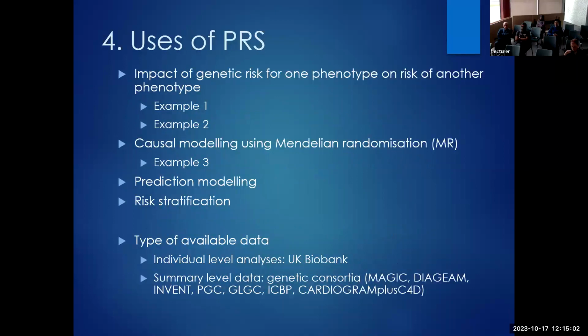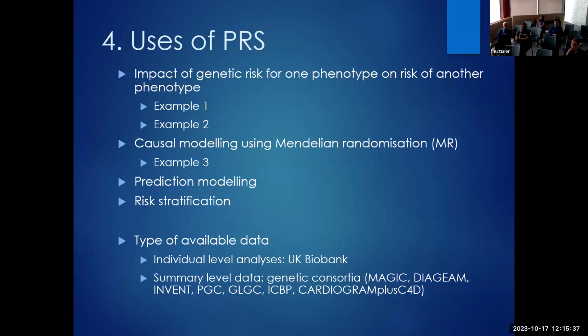So we can use the PRS in a bunch of different ways. We can assess the impact of genetic risk for one phenotype on the risk of another phenotype. I'll show you 2 examples of that. We can use it for causal modeling using Mendelian randomization. We can use prediction modeling. I don't have any examples of that, but there are some in the literature, and I've got some papers at the end as reference. And we can potentially use it for risk stratification. Again, that's not something I've done, but there are some references for that.